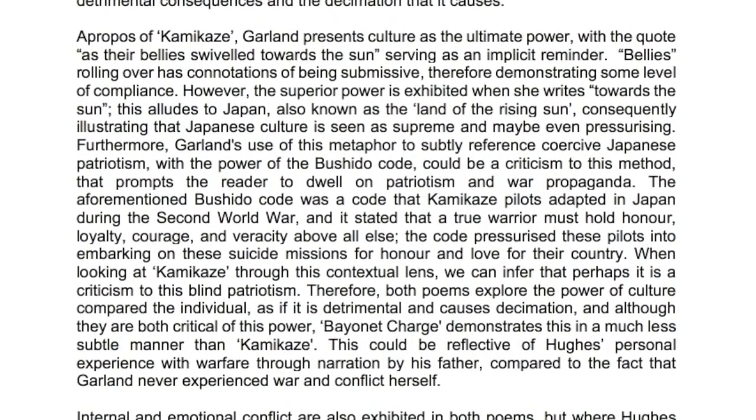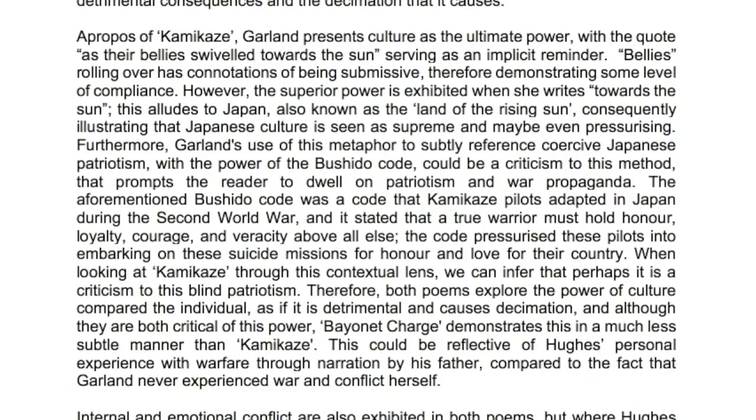Apropos of Kamikaze, Garland presents culture as the ultimate power, with the quote, "as their bellies swivel towards the sun," serving as an implicit reminder. Bellies rolling over has connotations of being submissive, therefore demonstrating some level of compliance. However, the superior power is exhibited when she writes "towards the sun." This alludes to Japan, also known as the land of the rising sun, consequently illustrating that Japanese culture is seen as supreme and maybe even pressurizing. Furthermore, Garland's use of this metaphor to subtly reference coercive Japanese patriotism with the power of the Bushido Code could be a criticism to this method that prompts the reader to dwell on patriotism and war propaganda.